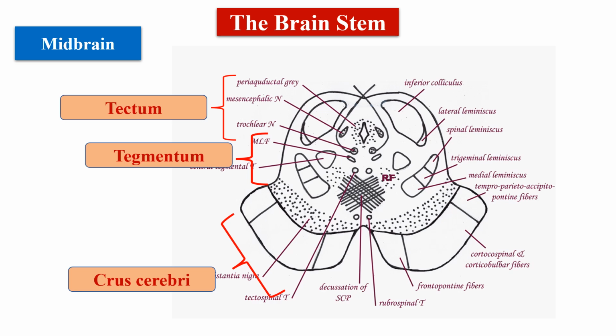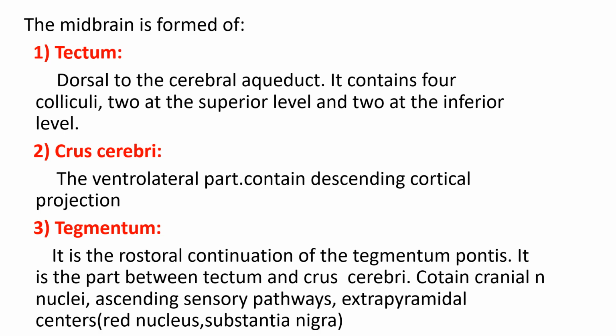Let's talk about every part separately. The midbrain is formed of tectum, tegmentum, and crus cerebri. As regards the tectum, it is present dorsal to the cerebral aqueduct. It contains 4 colliculi, 2 at the superior level, which are the superior colliculi, and 2 at the inferior level, which are the inferior colliculi. Then the crus cerebri, the ventrolateral part in the midbrain. It contains what? Descending cortical projections.